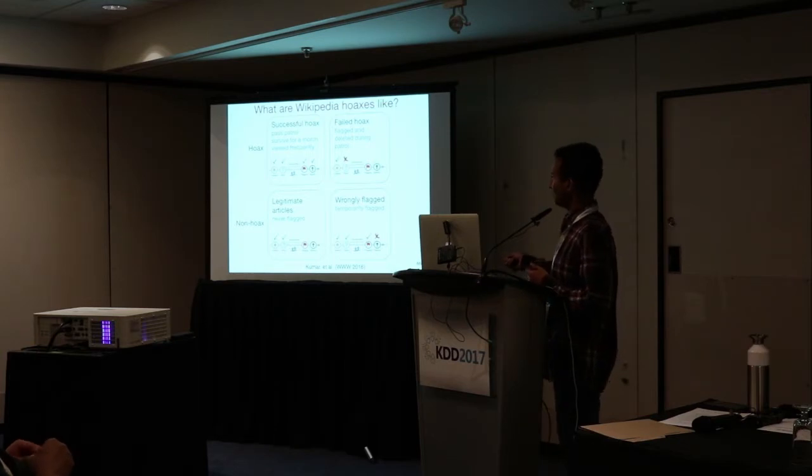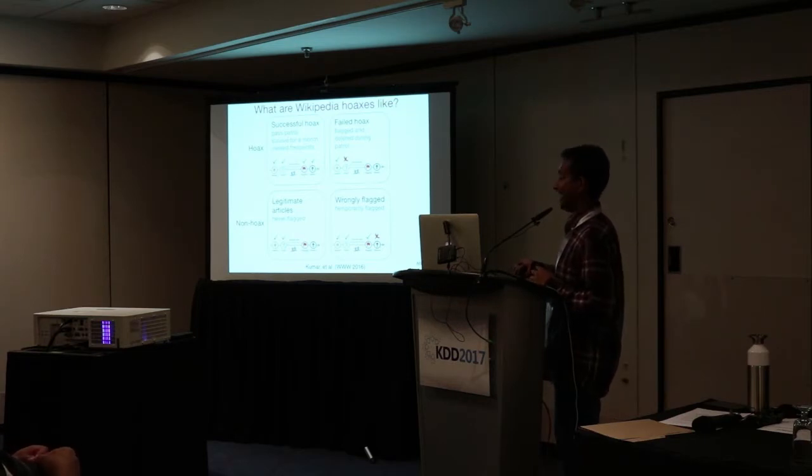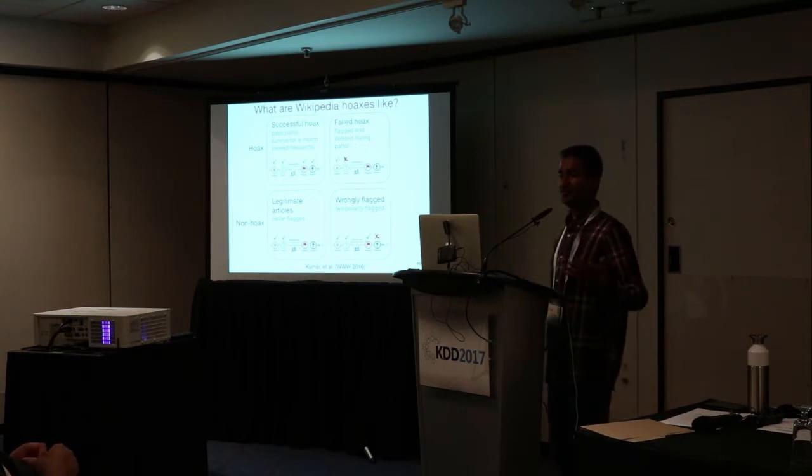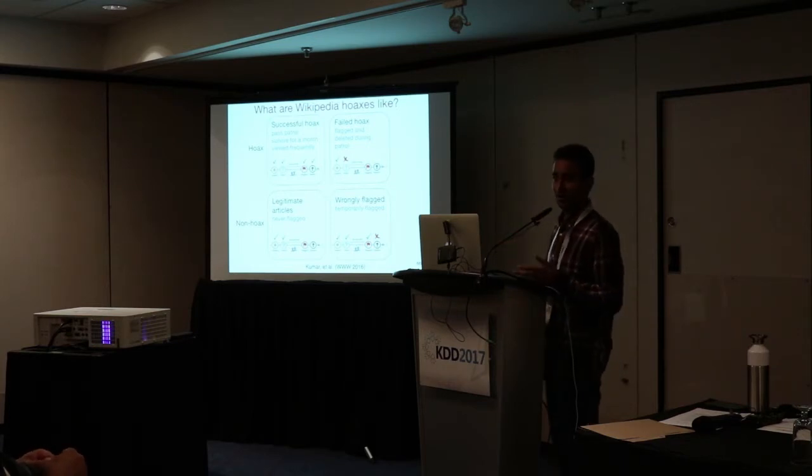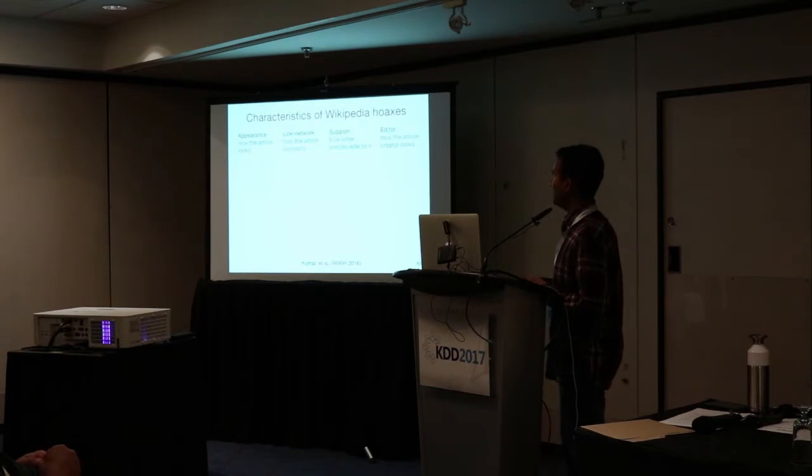In terms of non-hoax articles, we have two different categories. Legitimate articles are the ones that were created and patrolled but have not yet been flagged. And wrongly flagged articles are those that were created, patrolled, and at some point flagged with the hoax tag as well. But after investigating, it was found that it's not actually a hoax article, and it was not deleted, so it came back to its survival phase. So we analyzed these four different types of articles on Wikipedia in terms of these four categories.